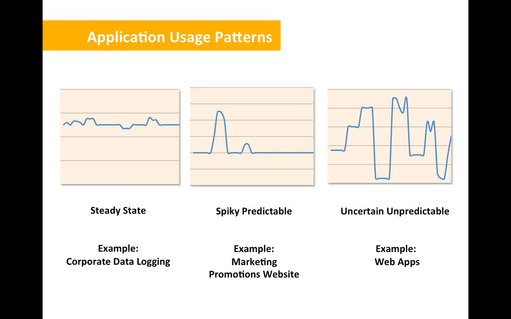A third one is called uncertain unpredictable. These are applications where you're really not quite sure what the volume and the load is going to be on the site.